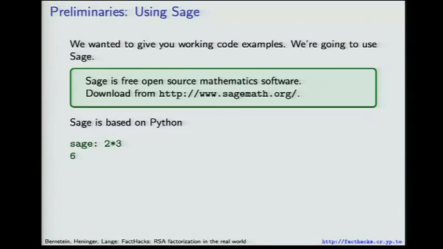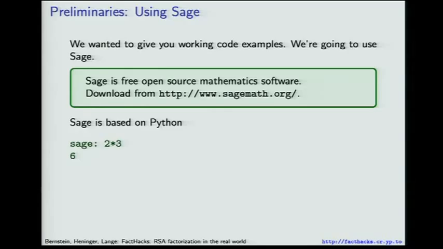Before I launch into the math, I want to explain what we're doing here. Since you guys are hackers, you like code instead of formulas, so we wanted to give you formulas in code. What we are giving you is working Python code for all of the math that we're going to do. In order to do that, we're going to use some software called Sage. Sage is free open source mathematics software, and it is available at sagemath.org. It's based off of Python, so it's very simple if you know Python.